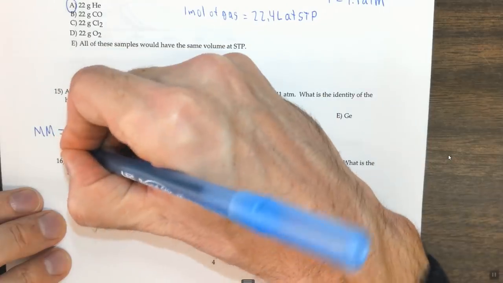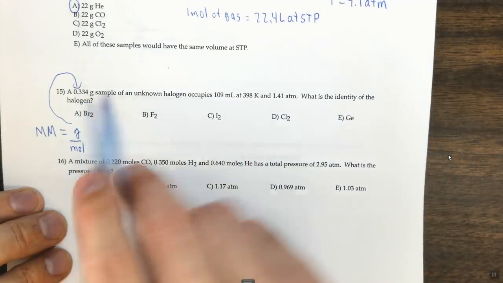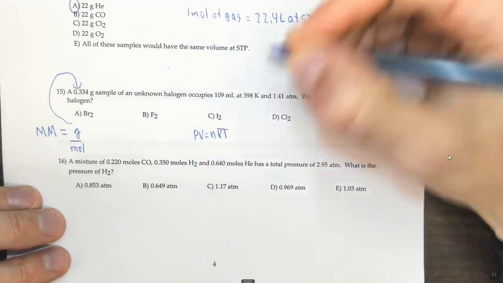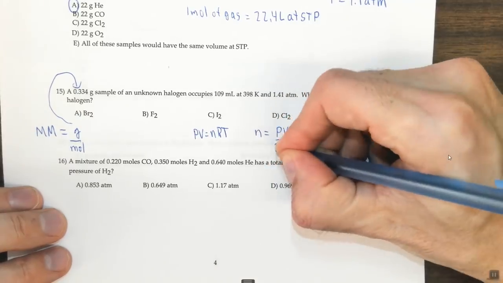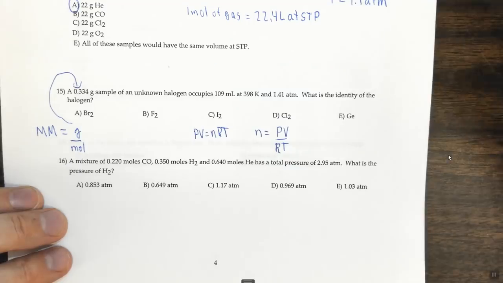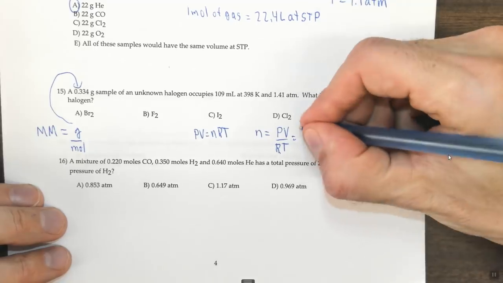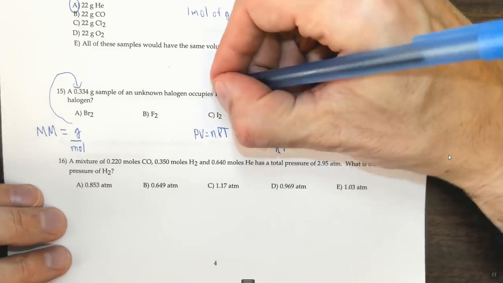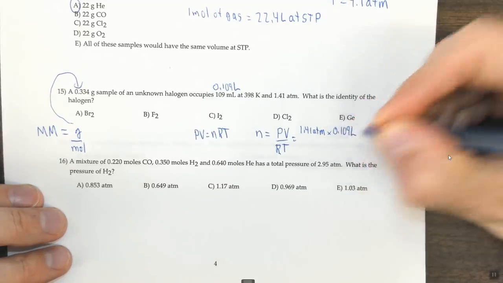So molar mass, experimentally, is grams over moles. Not surprising. Well, grams were given. We know that this is 0.334 grams. Moles we don't know, but what we do know is PV equals nRT. If I divide both sides by RT, n equals PV over RT. So I can find moles using the ideal gas law. How do I do that? Well, I need to plug in the pressure. It's given in atmospheres, so I'm good. 1.41 atmospheres. The volume is given in milliliters, so I need to divide by 1,000, 0.109 liters.